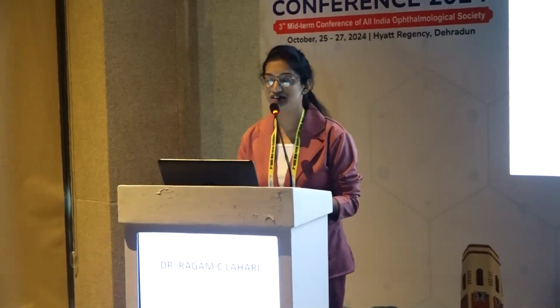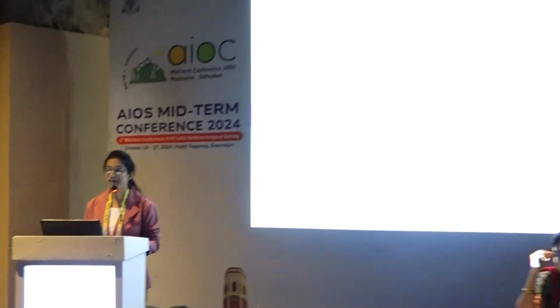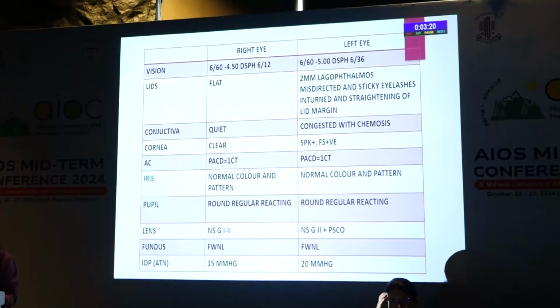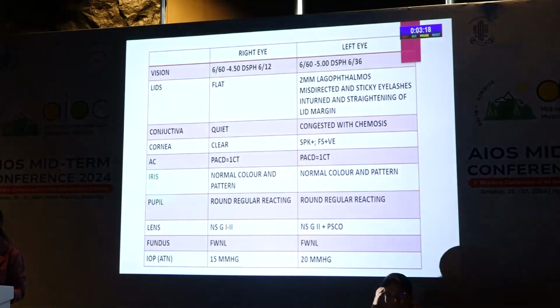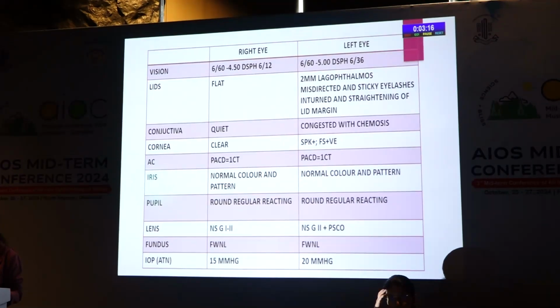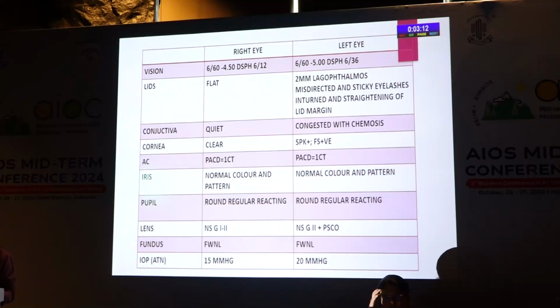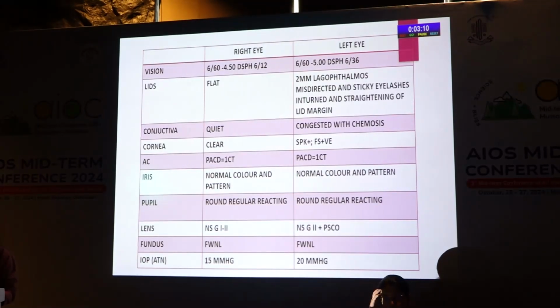Coming to the left eye, vision is 6/60 with -5 diopters, improving to 6/36. There is 2 mm of lag of the lid, misdirected and sticky eyelashes. Inturning and straightening of the lid margins is seen. Conjunctiva is congested with chemosis. In the cornea, there is superficial punctate keratitis and it is FS positive.